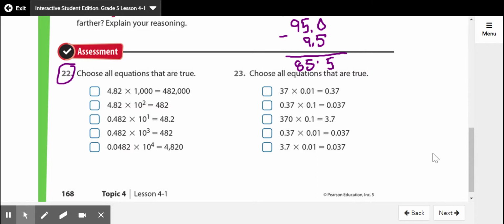So first of all, I'm gonna stick with purple. It's my favorite color. So choose all the equations that are true. Okay. So I have to kind of settle my brain down and realize I thought this was one problem. It's really more like 5.